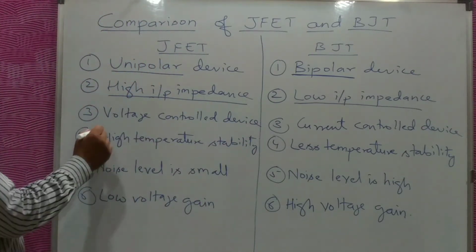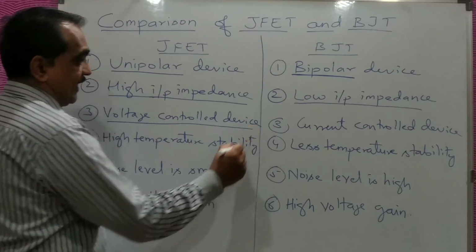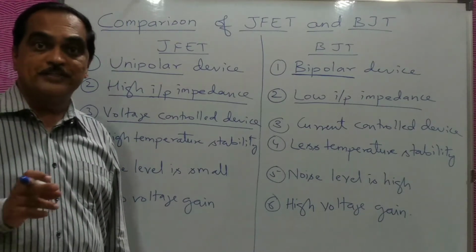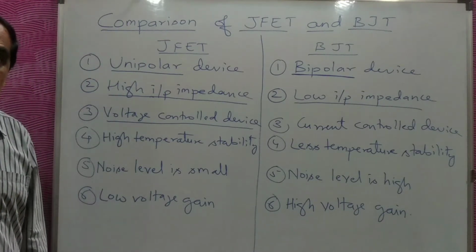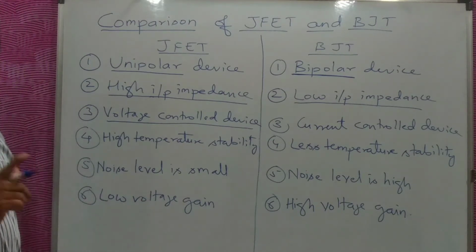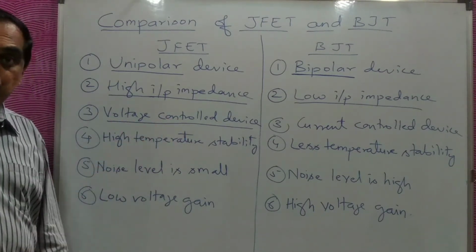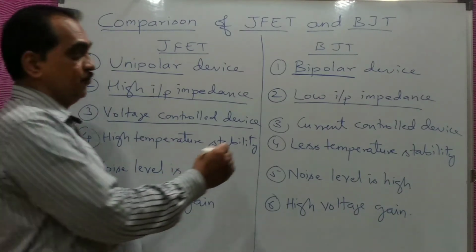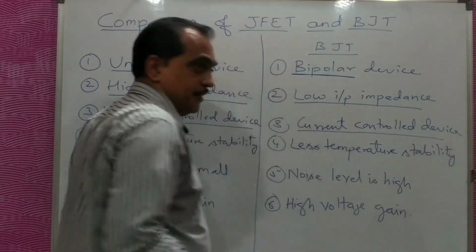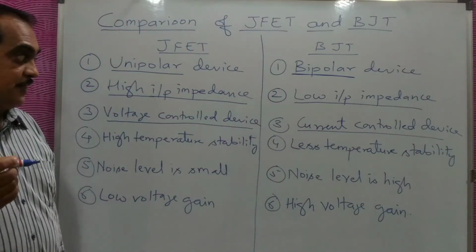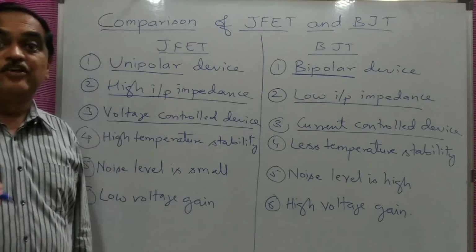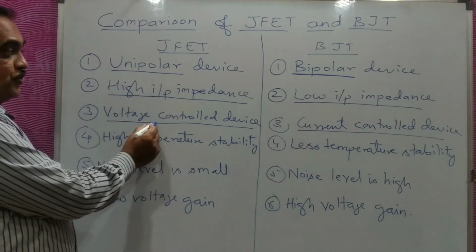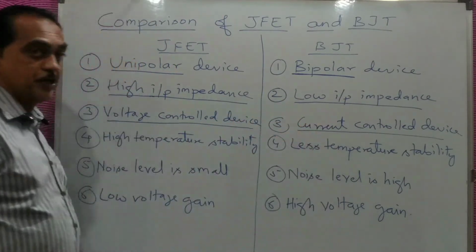Third, in JFET, the input voltage across source and gate controls the output current, the drain current ID. So it is a voltage control device. Input voltage is controlling the output current. Similarly, in BJT, the input current will vary the output current. If there is a variation in input current, then there will be a variation in output current. So it is called a current control device. JFET is a voltage control device and BJT is a current control device.